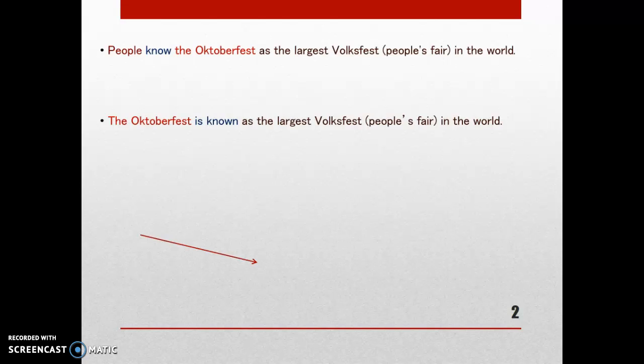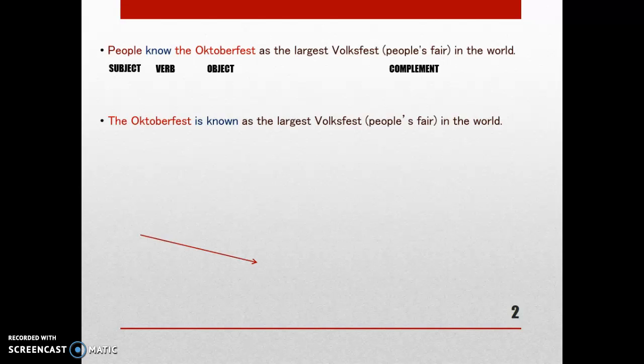So the first thing we have to do is to identify the different elements present in the first example. So we have people as the subject of the sentence. Then we have the verb know, which is in the present. Then we have the Oktoberfest, which is the object. And finally, we have the complement, which extends from as the largest up to in the world.